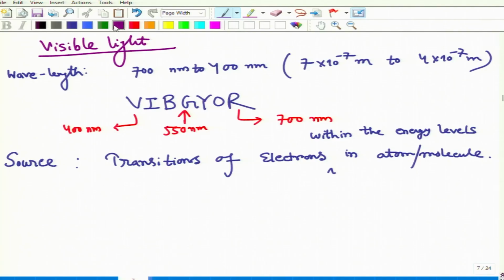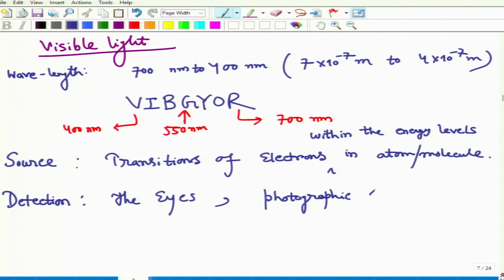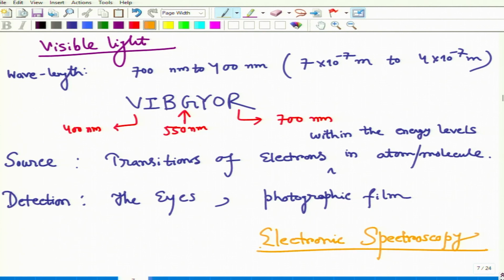Next, what is the detection? The eyes, photographic films, and this visible light is used in electronic spectroscopy. That's why we can see different colors in different materials. It is totally due to the wavelength or the frequency of that electromagnetic radiation, which essentially gives us the color, in one line.